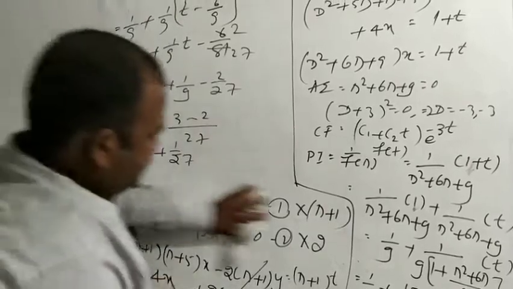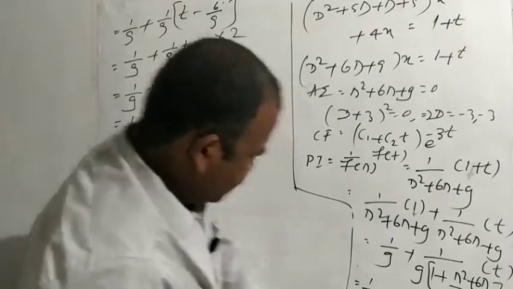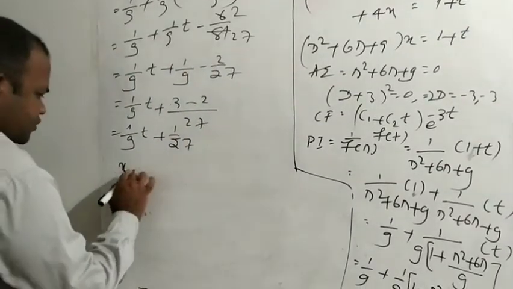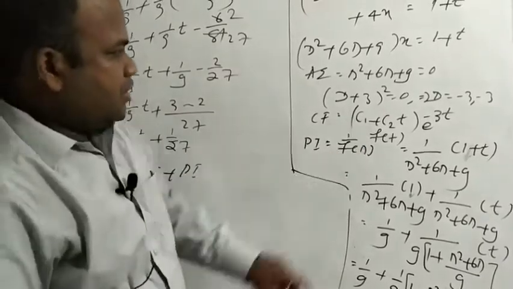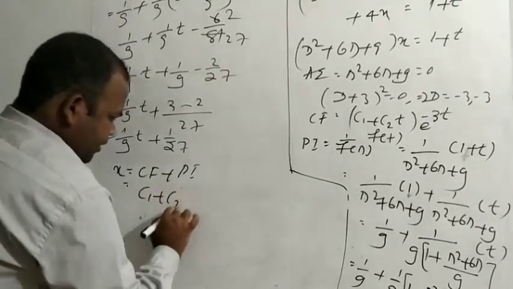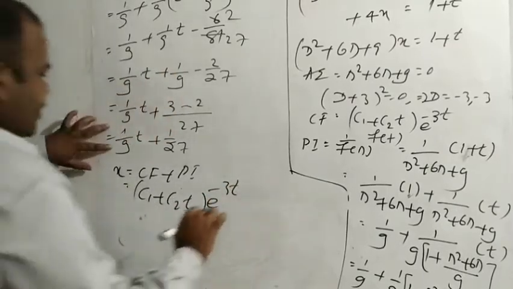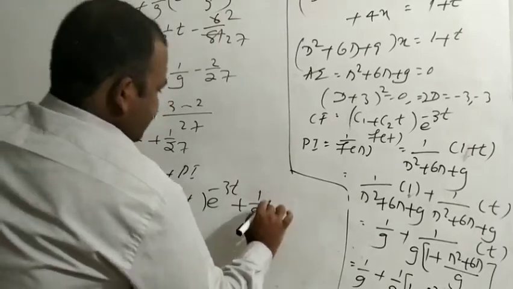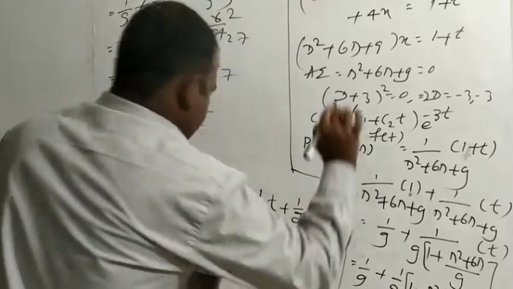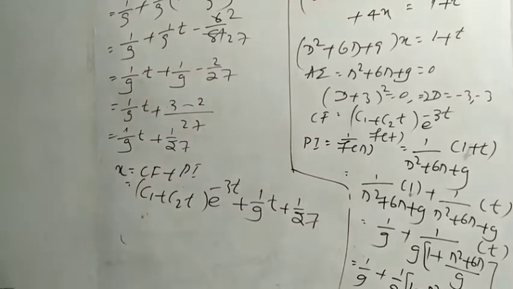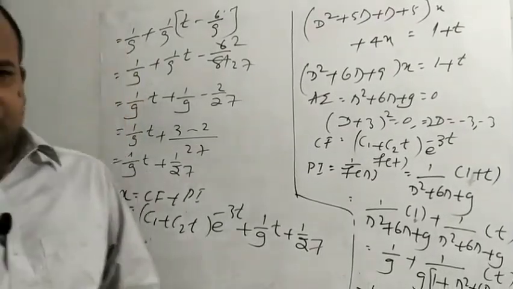So what is the value of x? x equals CF plus PI. CF equals (C1 plus C2 t) e raised to minus 3t, and PI is 1 by 9 t plus 1 by 27. In this way you will solve the various types of problems based on simultaneous linear differential equations. Okay. Thank you.